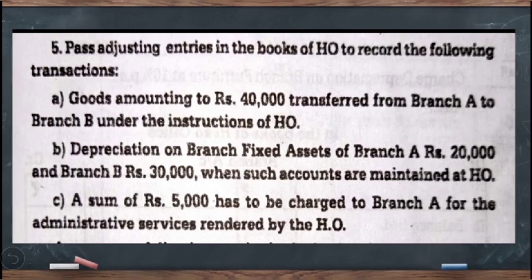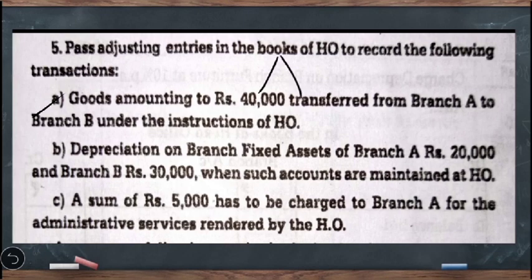Let us see the informations given in the question. Pass adjusting entries in the books of head office to record the following transactions. We have already discussed these adjustment entries to be passed in the books of head office in the theory part. The same entries we have to use here. Okay, the first adjustment given here is goods amounting to rupees 40,000 transferred from branch A to branch B under the instruction of head office.